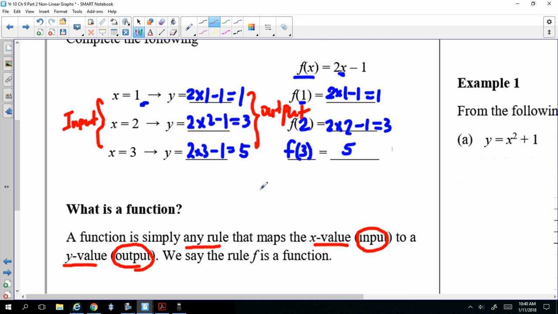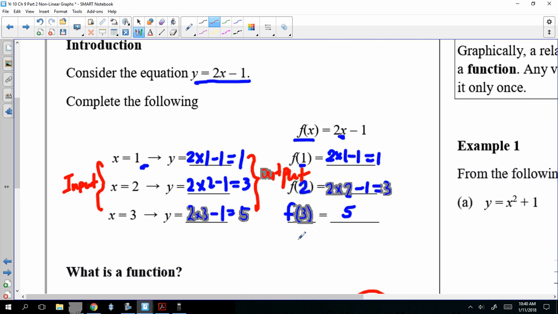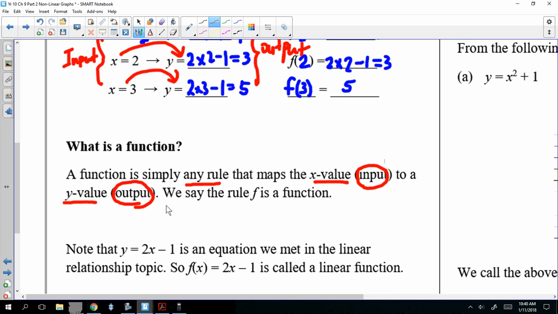Okay, good, like that. And we say the rule f is a function. So the function f maps the x value to the y value. That's what the f does. We call f the function. So it maps x to y. So that's what a function is. And more specifically, we met this formula in the linear relationship topic, right? So therefore, this function is called the linear function.